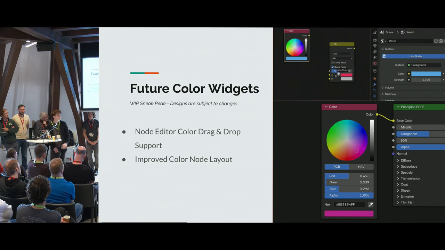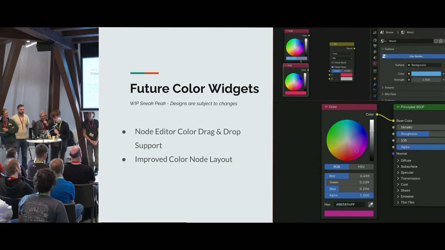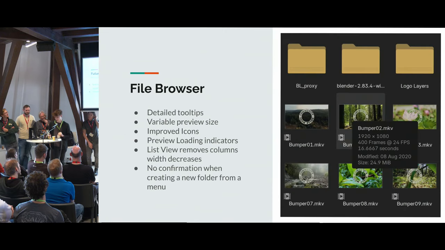We also have an experiment for improving the RGB color node layout, which still requires some more backend work for multiple reasons, mainly improving the color picker first, but this is way too technical. And this should hopefully all come soon. No promises on dates, but it will come one day, hopefully. And this is Harley's part.